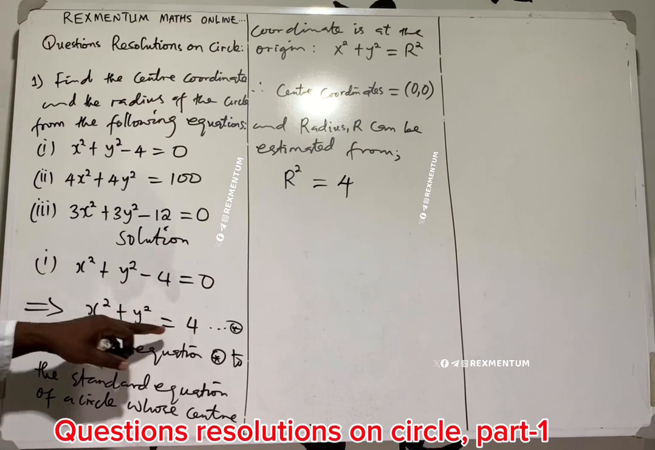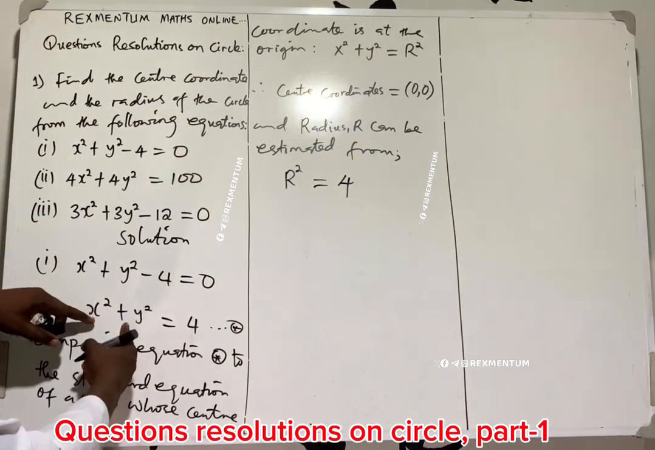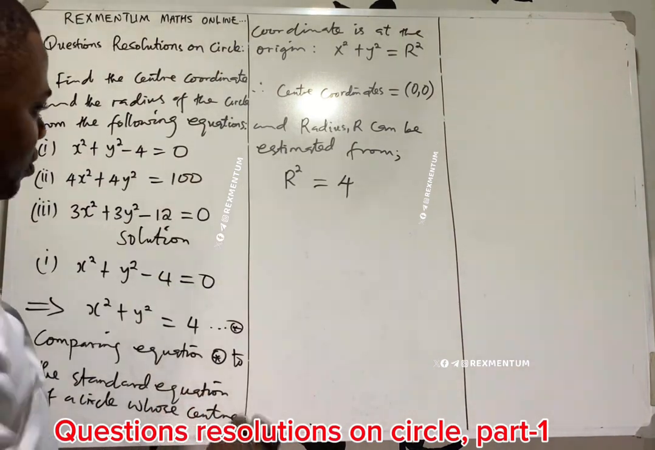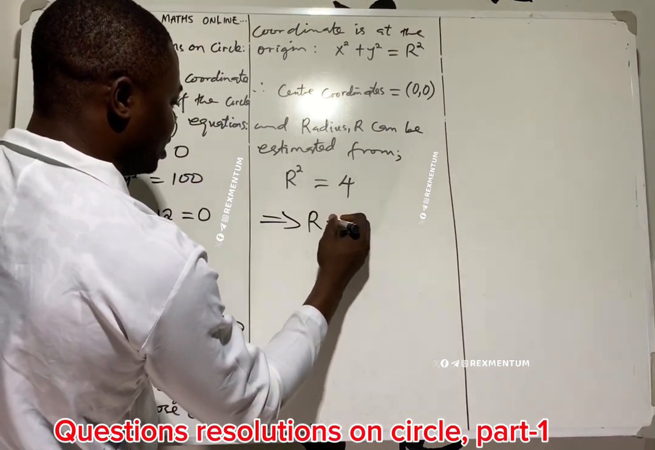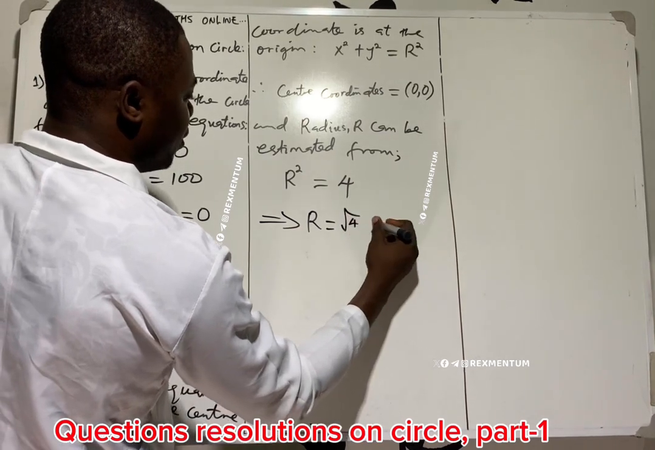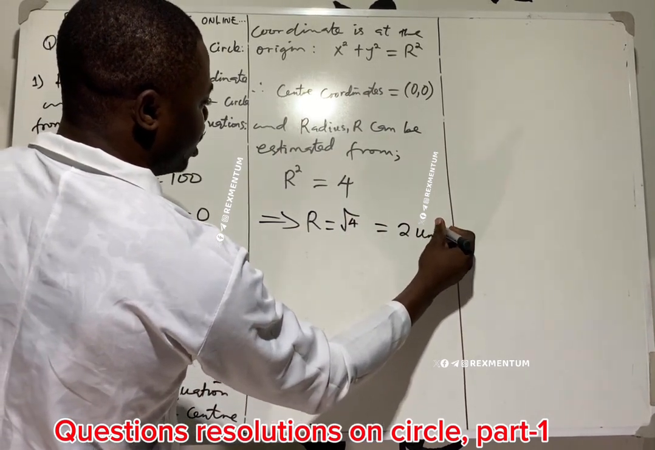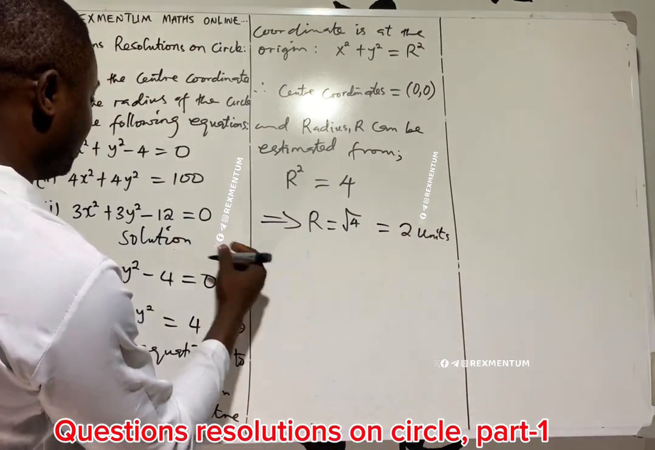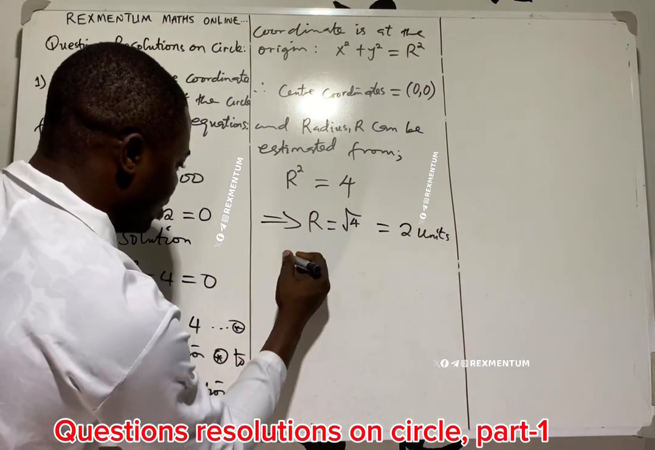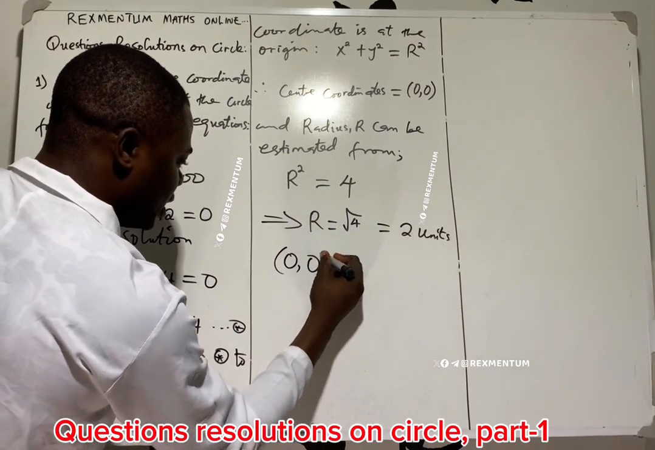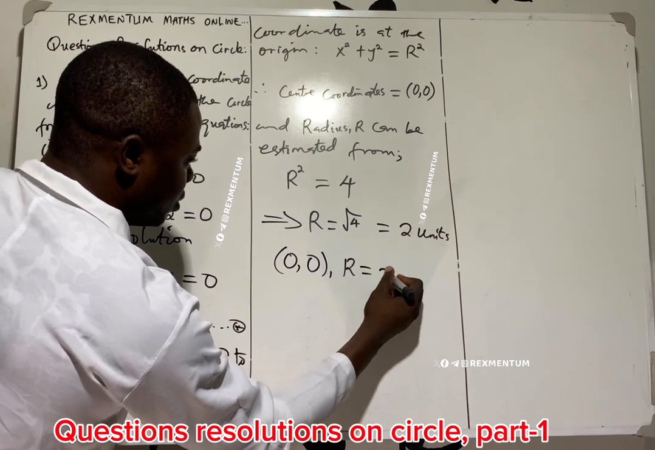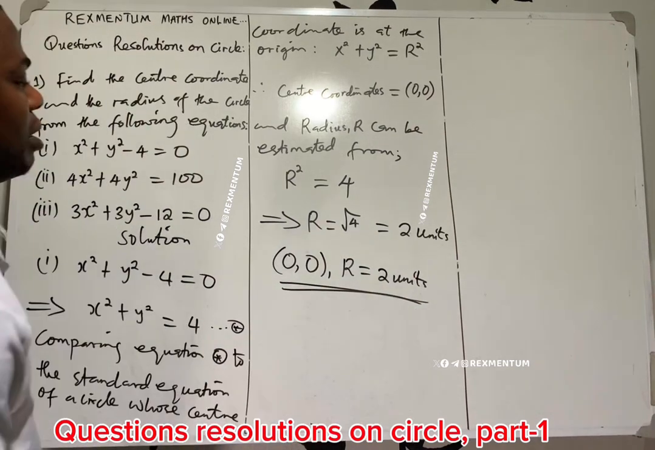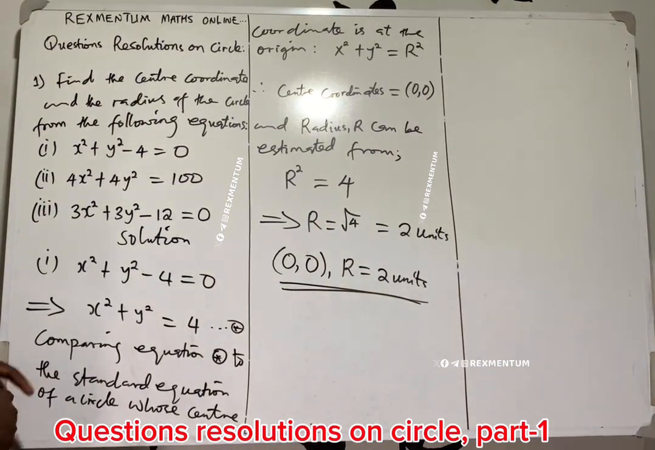We are going to equate this 4 to the radius squared, since the sides are similar. So you equate this 4 to radius squared, which implies that r is equal to square root of 4. That will give you 2 units. So the center coordinate of this circle will be 0, 0 and r equal to 2 units. So this is the answer that we are looking for in this particular question.